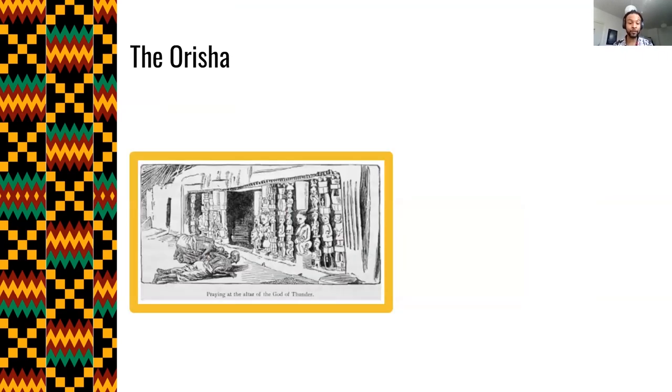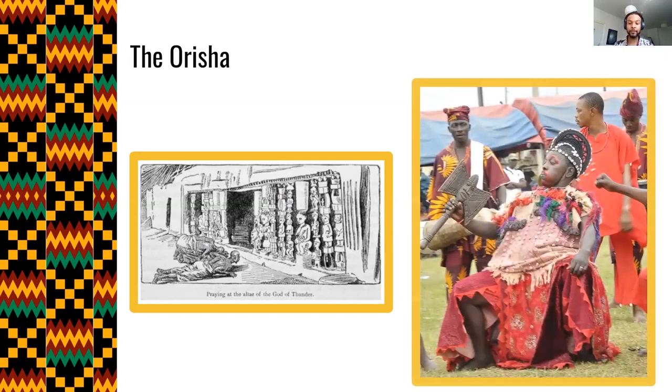This is an example of a temple. There's very, very few left nowadays, so it's an illustration. Look at how interesting the pillars are, all carved one by one. And this is a modern day ceremony. There are still some people who believe in the Orishas.